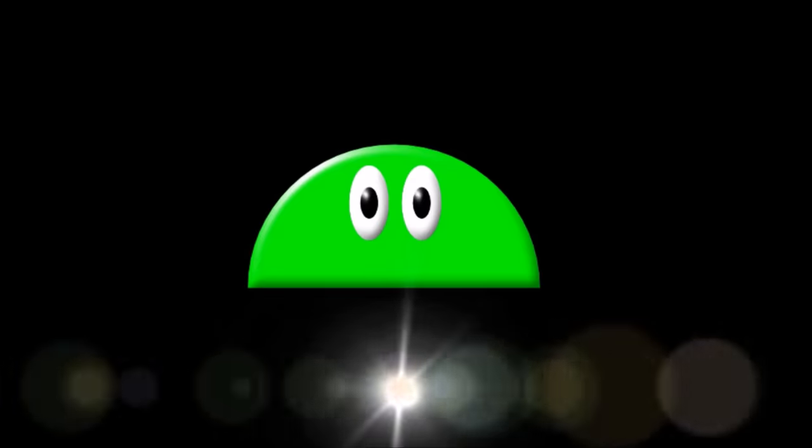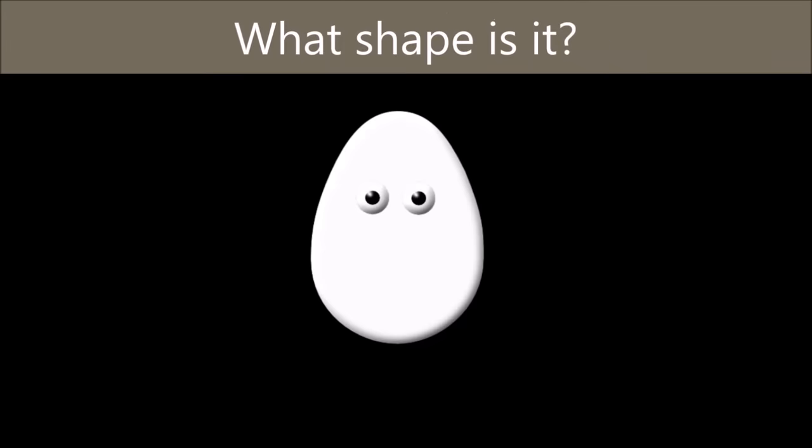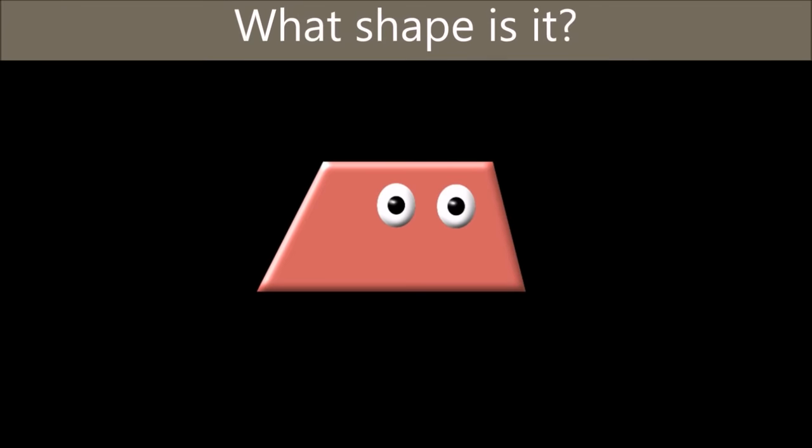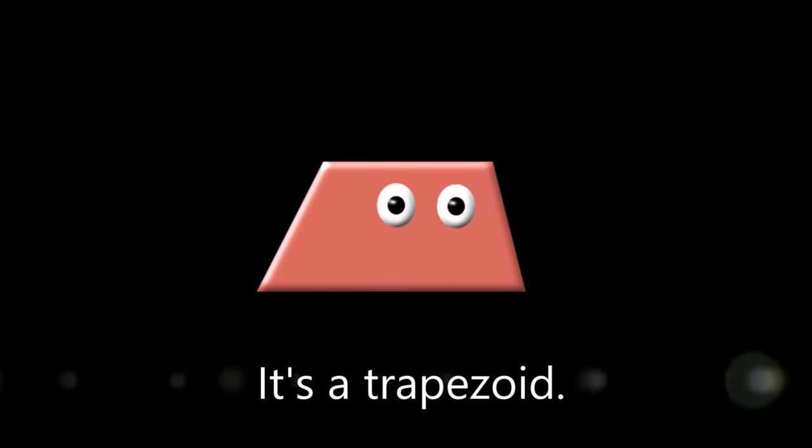What shape is it? It's a semicircle. What shape is it? It's an oval. What shape is it? It's an ellipse. What shape is it? It's a trapezoid.